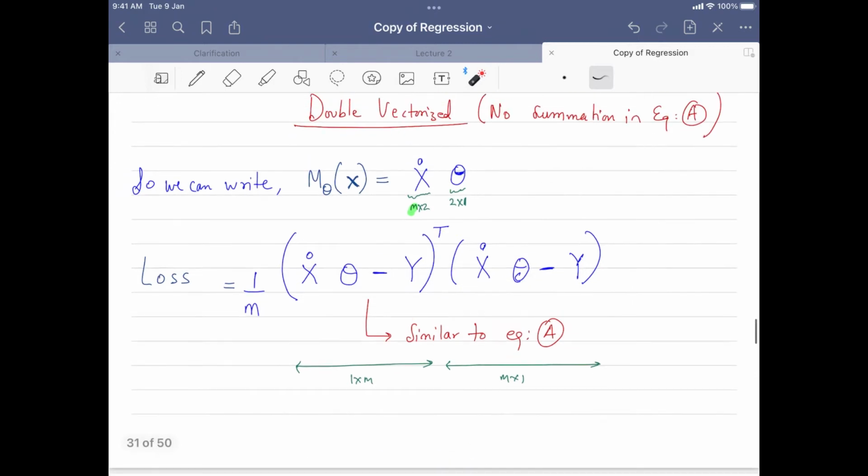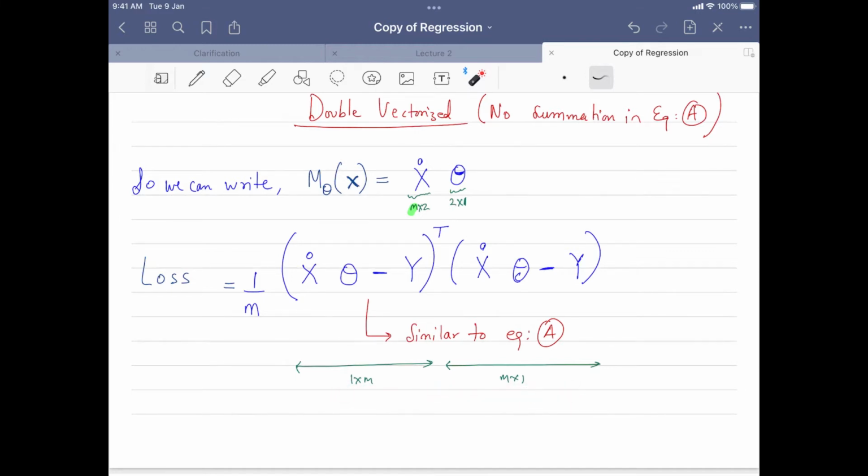So here if you observe, the dimension of this matrix is 1 cross m, and for this it is m cross 1. So once you multiply these two dimensions, you will get 1 cross 1. So the loss function will be a single value, and it will not be a vector. It will not be a matrix. So that's why the dimension agrees when you do this multiplication.